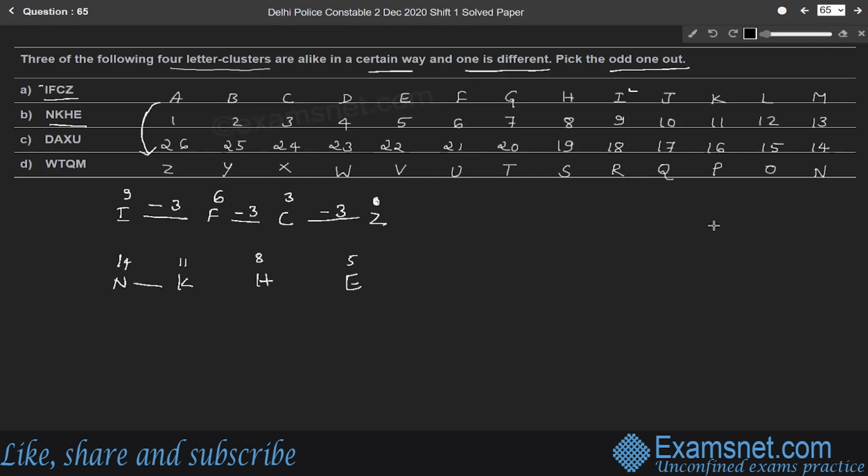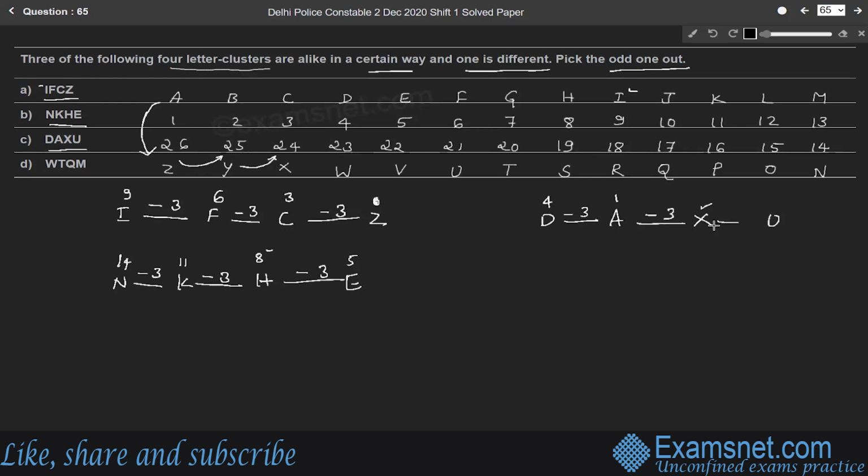Look at the differences. 14 minus 3 is K. K minus 3 is H. 11 minus 3 is 8 here. Whereas H minus 3 becomes E. So option C, DAXU. D is 4. So if the difference is 3, it becomes A, which is 1. A minus 1 is Z. A minus 2 becomes Y. A minus 3 becomes X.